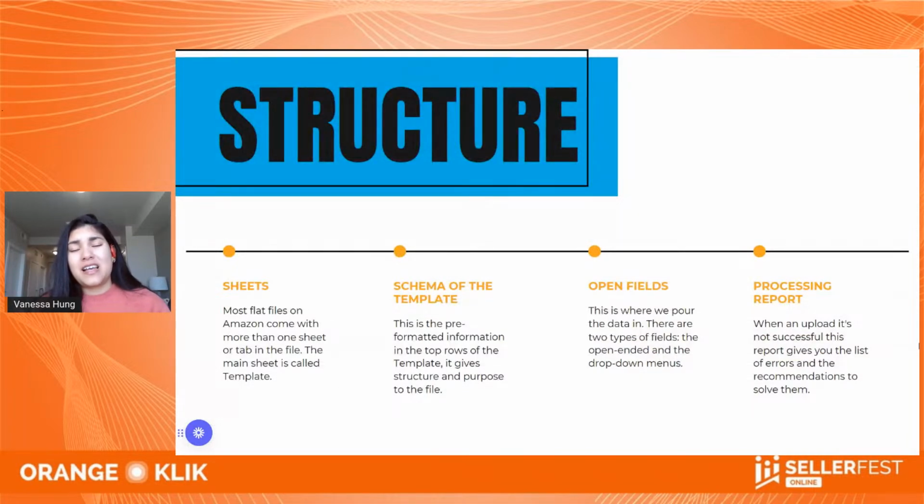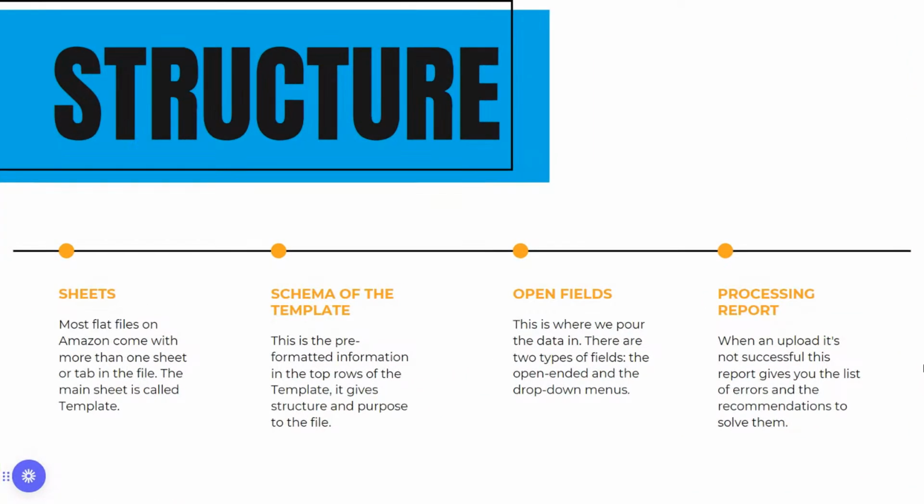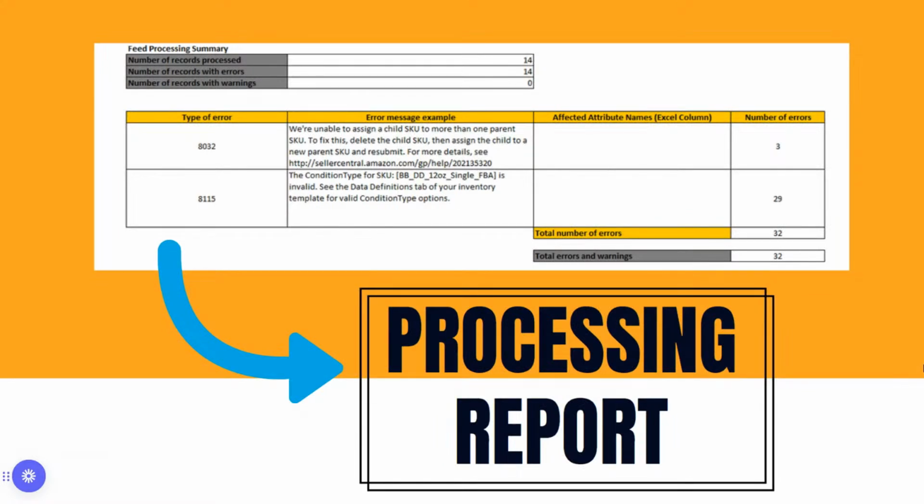And then the last part of the structure, which you're only going to get after you upload the file and you get errors, okay? It is the feed processing report. It is an extra tab that appears in the flat file after you get errors in the system.